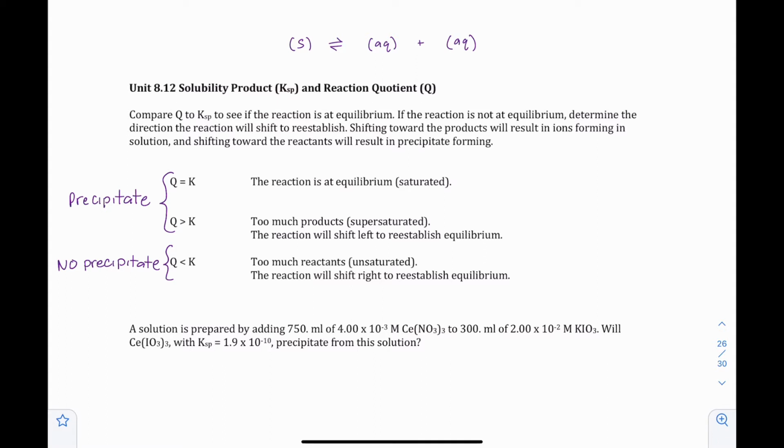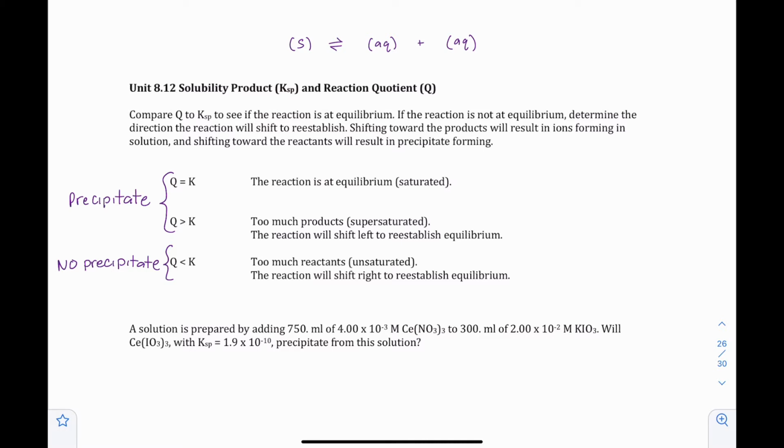When Q is bigger than K, that means there's enough products, or aqueous ions, to make the reaction shift to the left and form a precipitate. But when Q is smaller than K, that means there isn't enough products, or aqueous ions, to make the reaction shift to the left and form a precipitate.